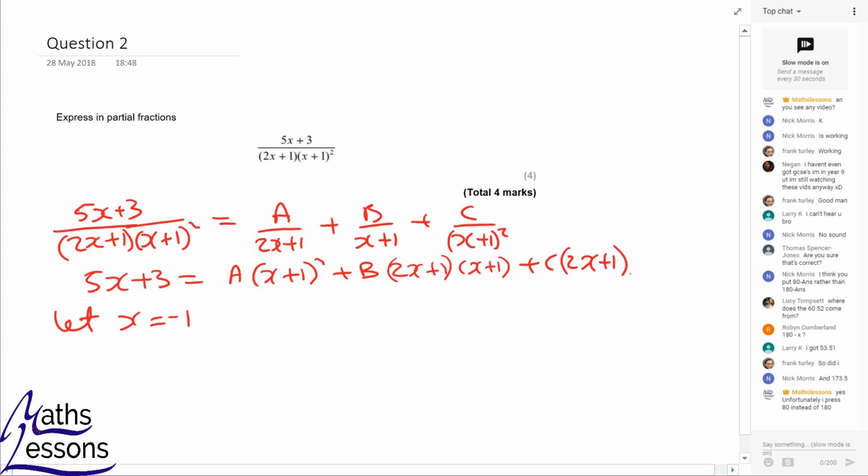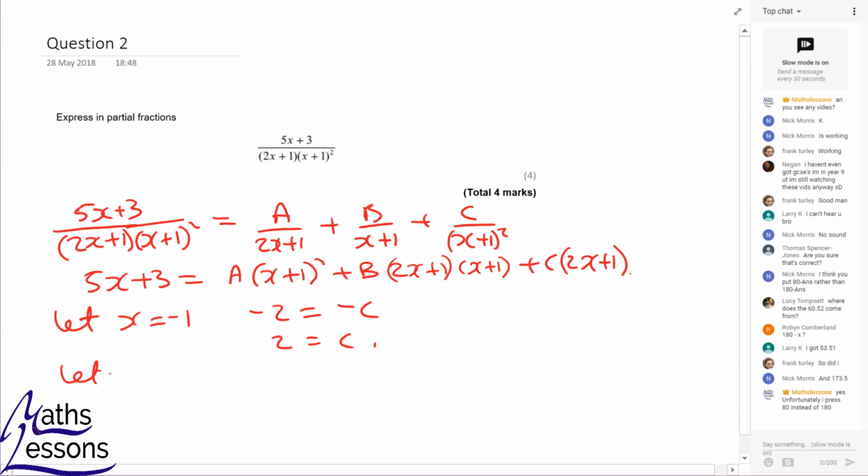So if we let x equal minus 1, then we're going to get on the left hand side minus 5 plus 3 is minus 2. And then on the right hand side, the a is going to go, the b is going to go, because this bit will be 0 and this will be 0. So therefore we're going to get 2x plus 1, put minus 1 in there, you're going to get minus 2 plus 1 is minus 1, so you get minus c, so 2 will be equal to c.